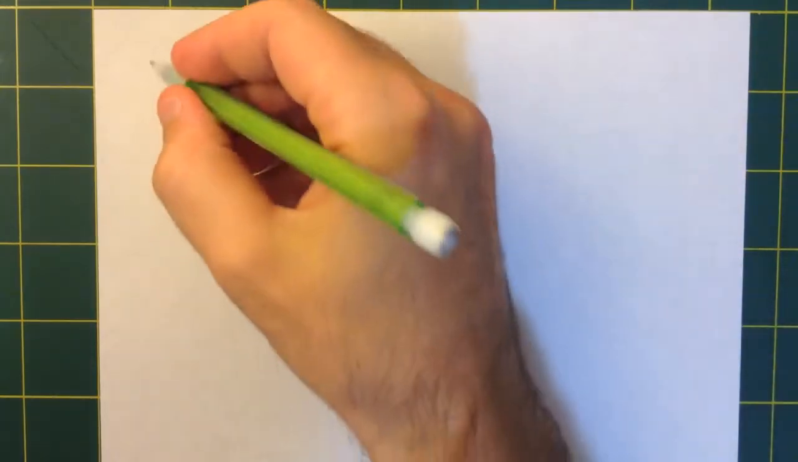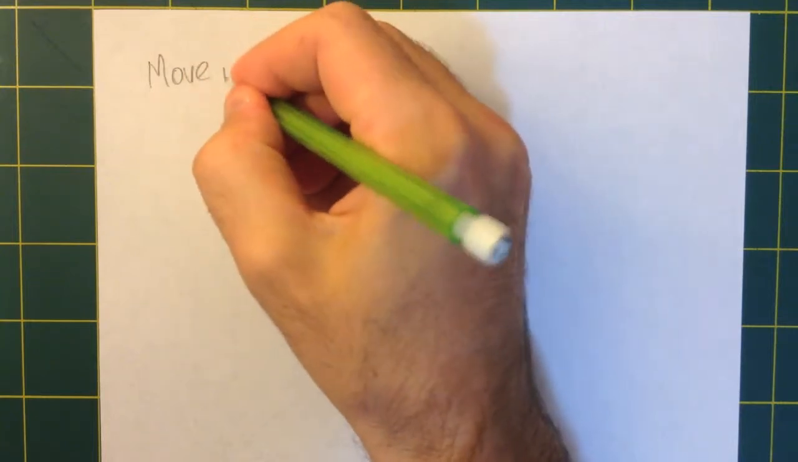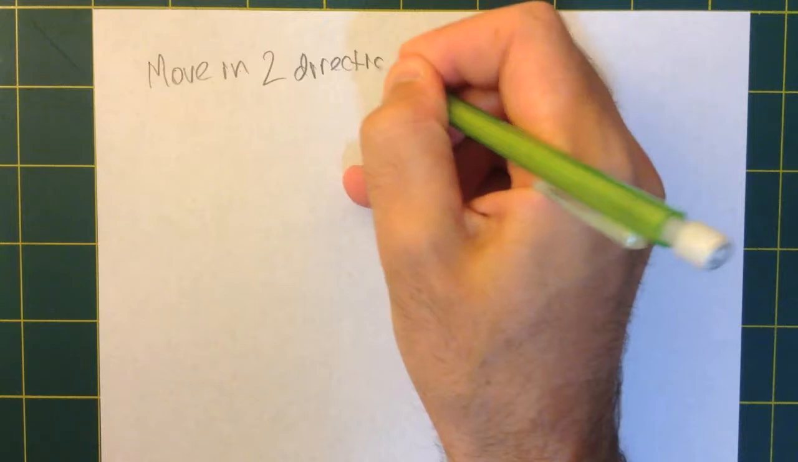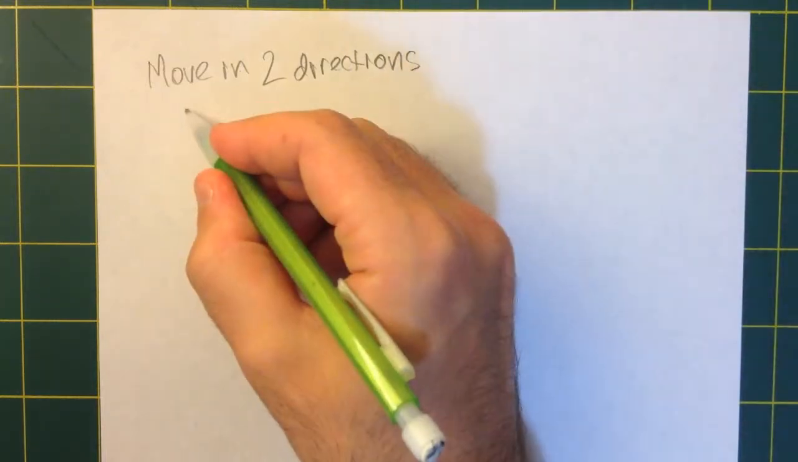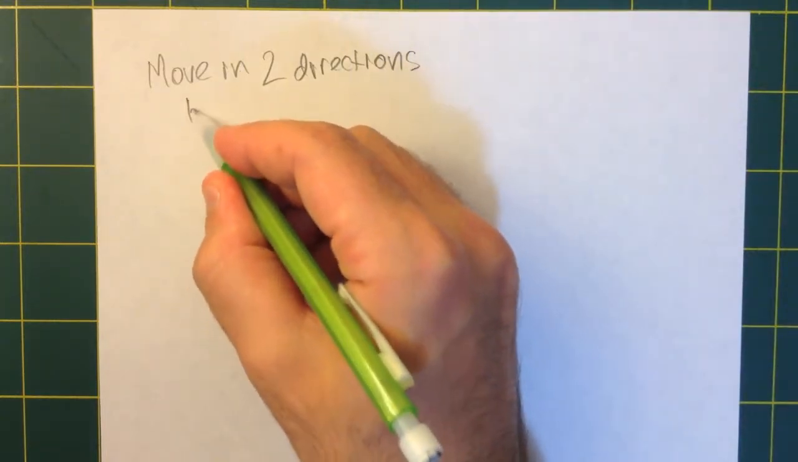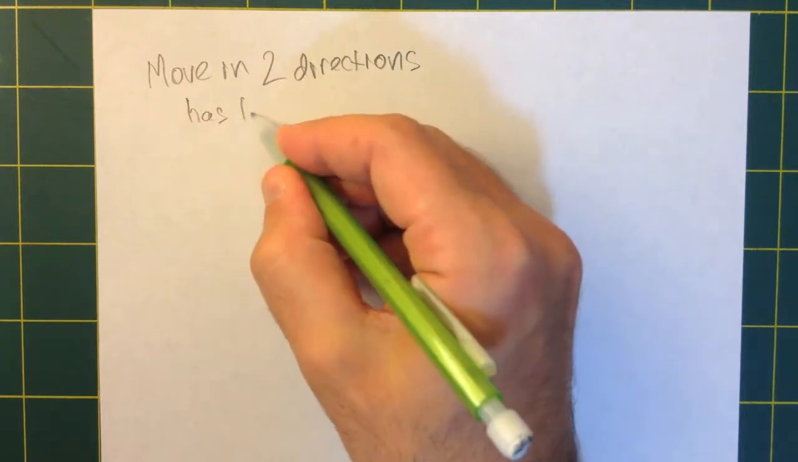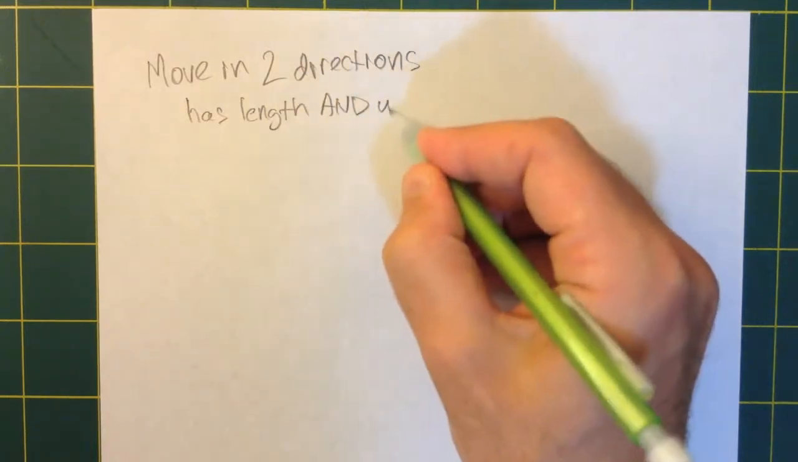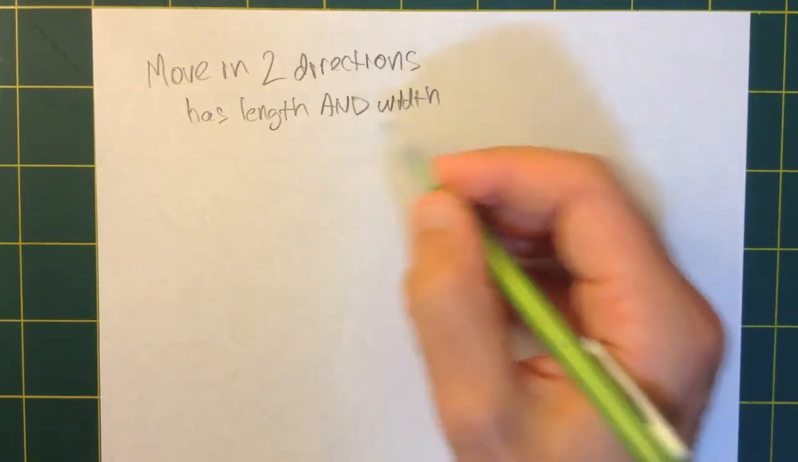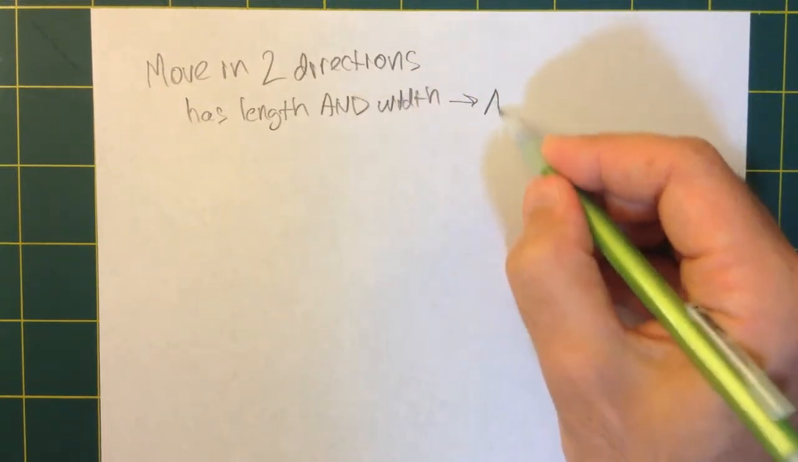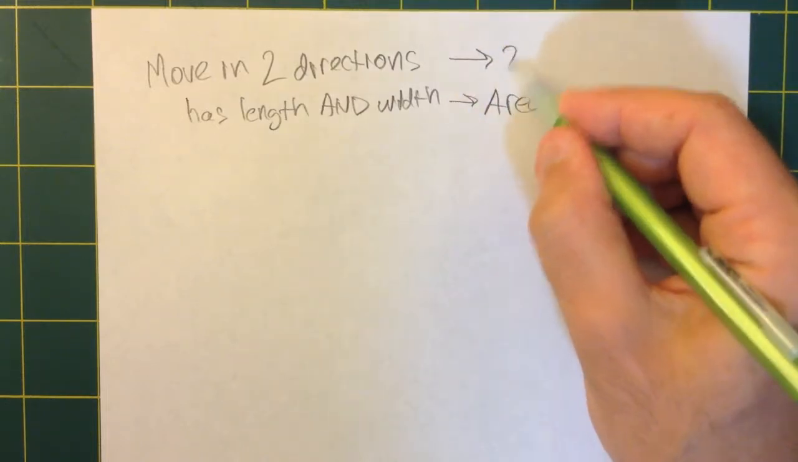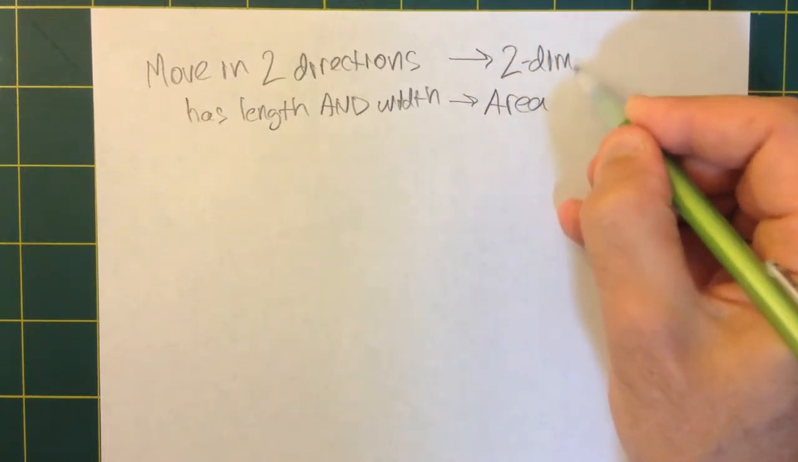And the next category based on movement is one where you can move in two directions. So if you can move in two directions, that means your object has length and it has width. And together that means it has area. And objects in this category are considered two-dimensional objects.